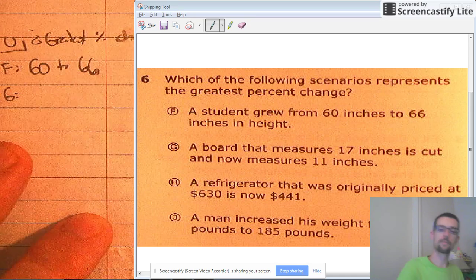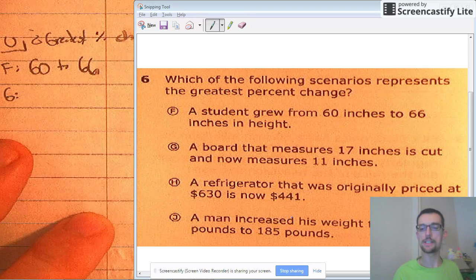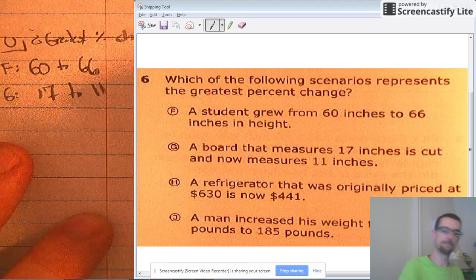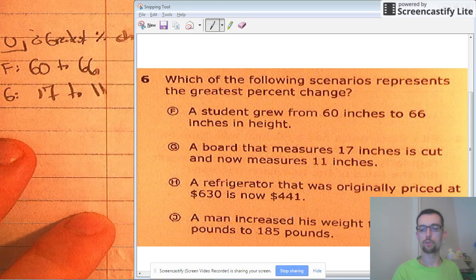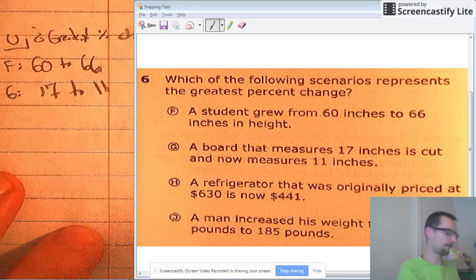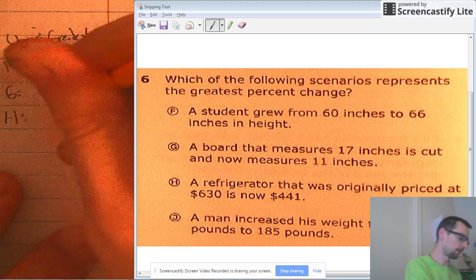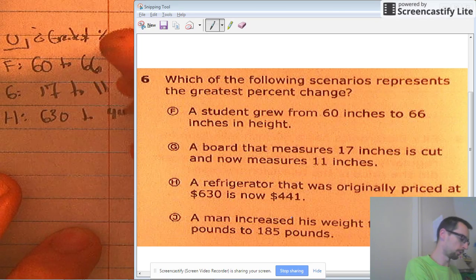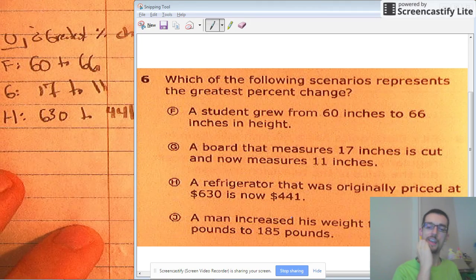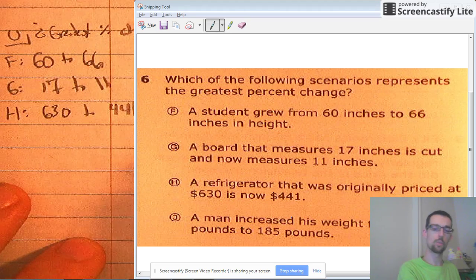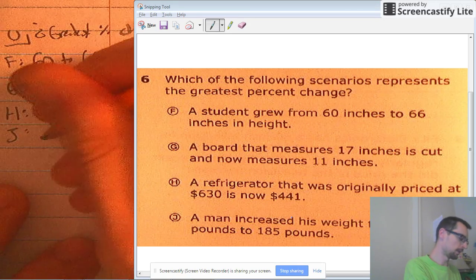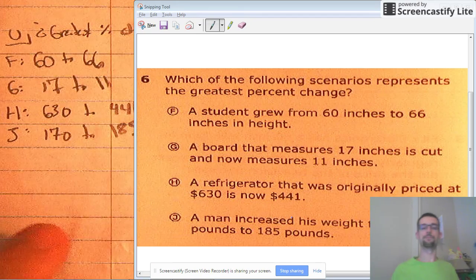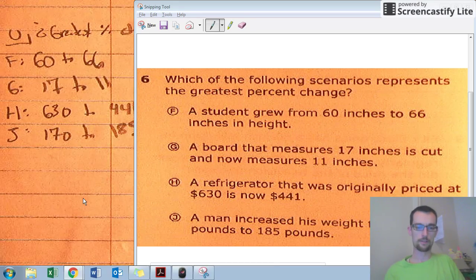G. A board that measures 17 inches is cut and now measures 11 inches. So 17 to 11. H. A refrigerator that was originally priced at $630 is now $441. So it used to be $630. Now it is $441. And J. A man increased his weight from 170 pounds to 185 pounds. From 170 to 185. Okay. Very good. Get rid of this for now.